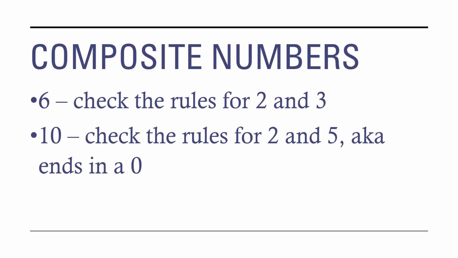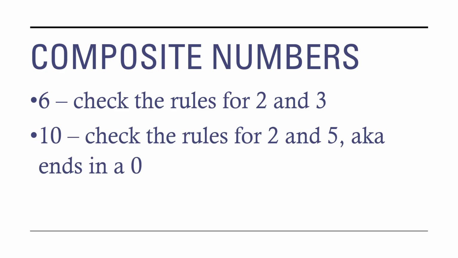A composite number is just a product of two other things, and so 6 and 10 are both made up of factors that are already on the list. So if you want to check divisibility for 6, you check the rule for 2, and then you check the rule for 3. If they both work, it must also be divisible by 6 because of multiplication. Same thing goes for 10.